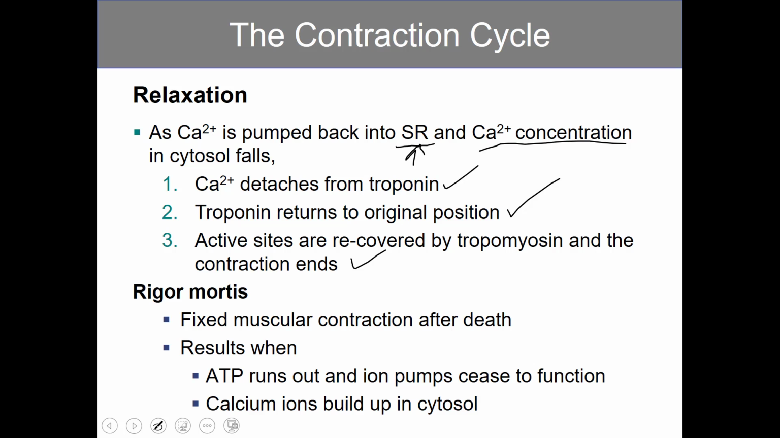Rigor mortis is a fixed muscular contraction that occurs after death. It results when ATP runs out and the ion pumps stop functioning. So here we're talking about calcium ion pumps on the sarcoplasmic reticulum. If you don't have ATP, you can't pump the calcium back into the SR. So calcium concentrations build up in the cytosol, causing muscle contraction. It occurs hours after death, and it can last for hours. But the term stiff to describe a dead person came from this physiological process of rigor mortis, fixed muscular contraction after death.